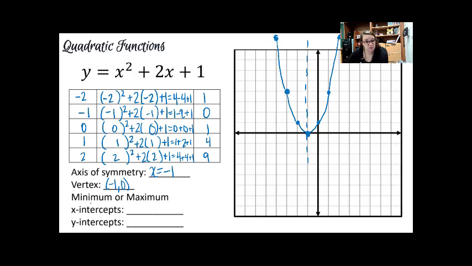And it was at the bottom, so it's a minimum. X-intercepts, it crosses the x-axis here at -1. Y-intercepts, it hits the y-axis here at +1. All right, we have one more to go.